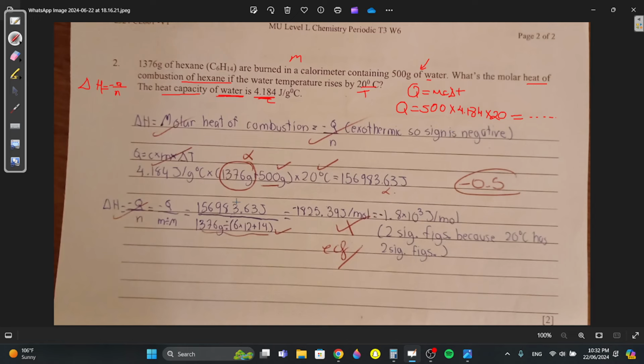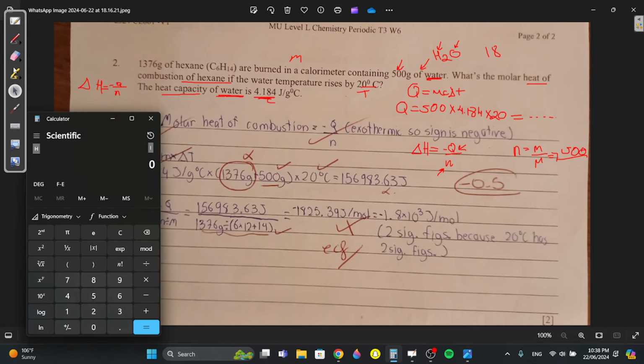But how did he calculate the moles? Delta H is minus Q over n, right? We got our Q. Now for the moles, they gave us the mass, right? And everybody should know how to find the molar mass of water. It's H2O, which is 18: two hydrogens plus one oxygen. So can we find the moles? Yes, it's m over M. So it's going to be the mass of water, which is 500, over the mole. Wait.